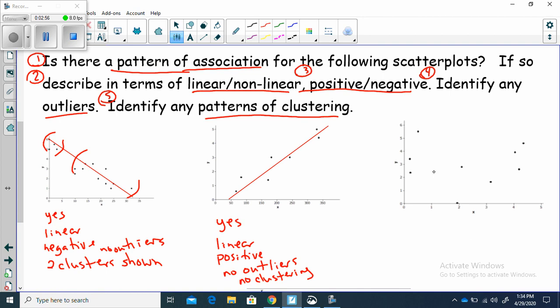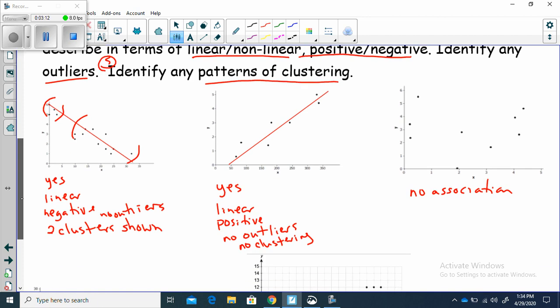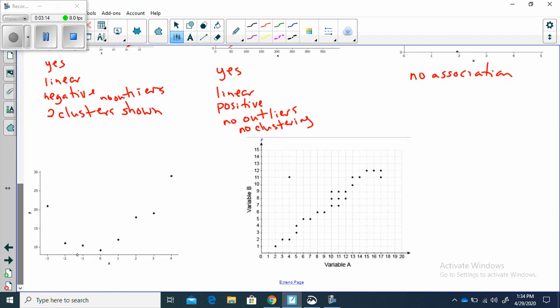Okay, let's look at this one. This point here and all, this one doesn't seem to have any sort of association, does it? No association. Well, if it has no association, then it can't be positive or negative, linear or nonlinear, have clusters or outliers. So there's just simply no association there.